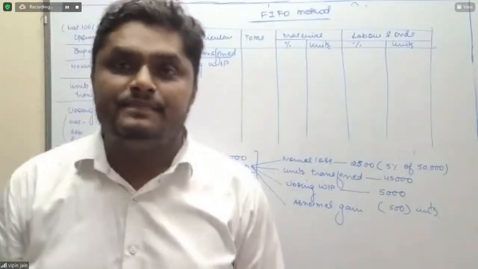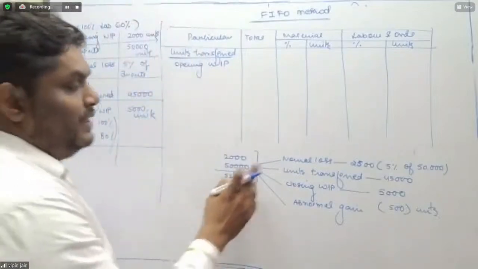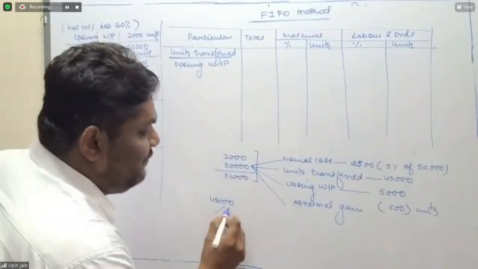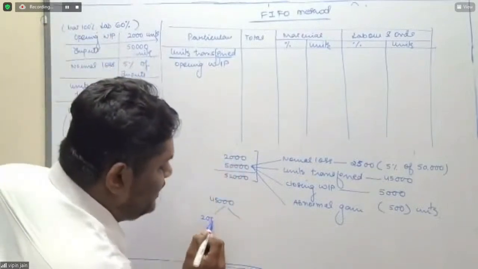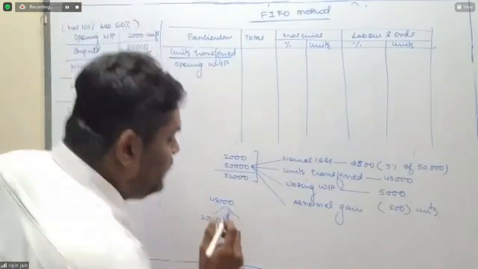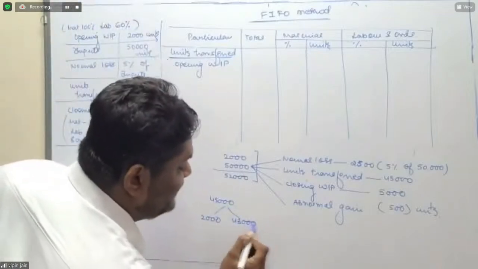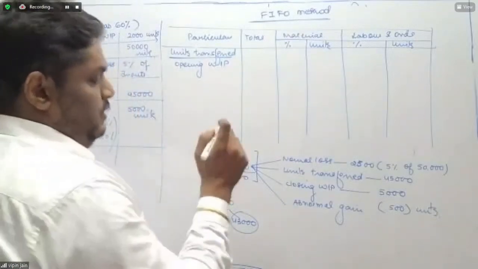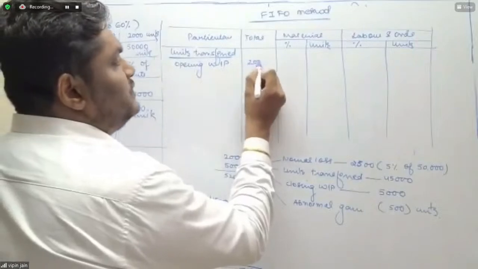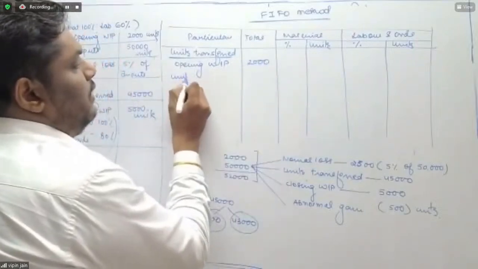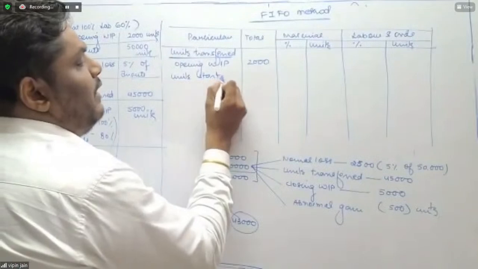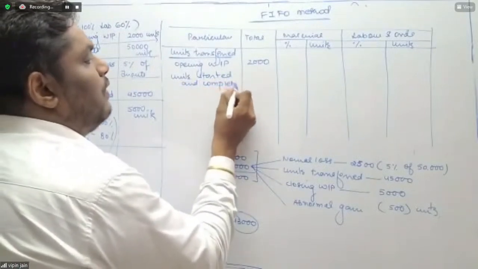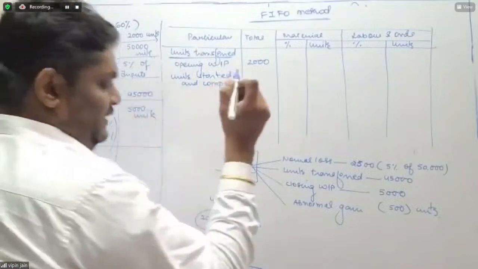Now see, guys, total number of units that are transferred are 45,000. Since it is a FIFO method, we will assume 2,000 units will be transferred from opening work in progress, and balance 43,000 units will be transferred from the inputs that are made during the year. So opening work in progress 2,000 and units started and completed is 43,000.